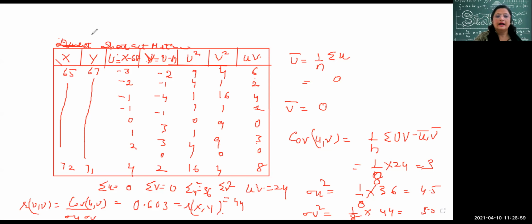So either you may use the direct method, if you are very good in calculation, very fast in calculation, you can use the direct method. Otherwise, this is the beautiful formula, a beautiful way to calculate the correlation coefficient. I hope today's lecture is clear to all.